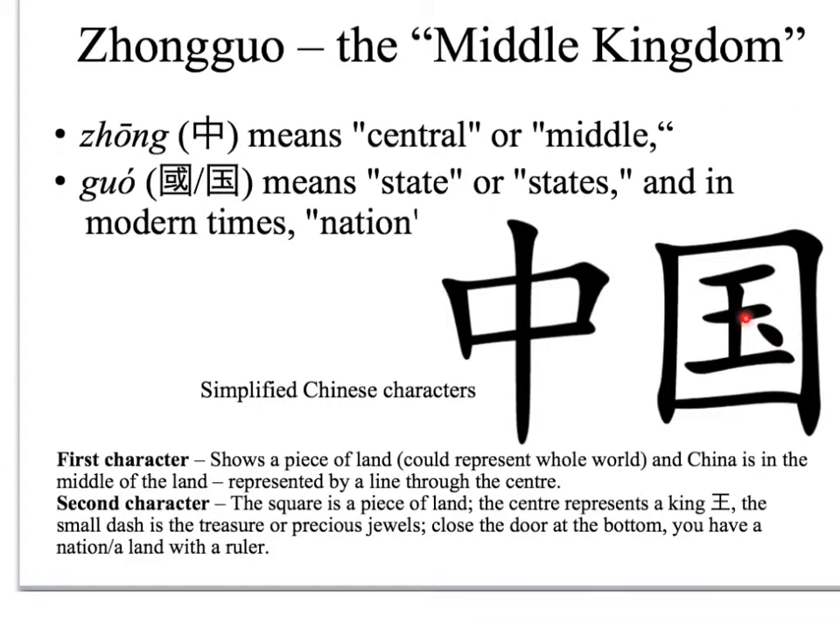Here this symbol represented a king, and this small little mark here represents the treasure or jewel. So you have here a kingdom with a king, but it's closed in. The borders are shut because they're protecting their treasure. And together these 2 symbols, the Middle Kingdom, represent Zhongguo, China.